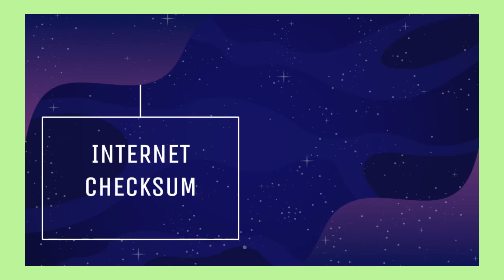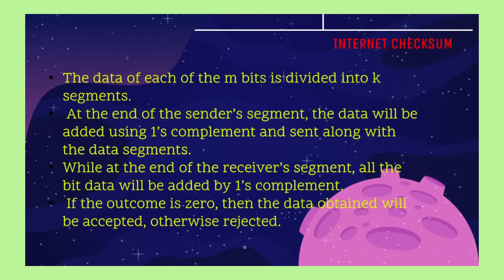I would like to talk about the last part in error detection, which is internet checksum. In internet checksum, the data of M bits is divided into K segments. At the sender side, the segments are added using one's complement and the result is sent along with the data segments. At the receiver side, all the data segments are added using one's complement. If the outcome is 0, then the data obtained will be accepted, otherwise it will be rejected.